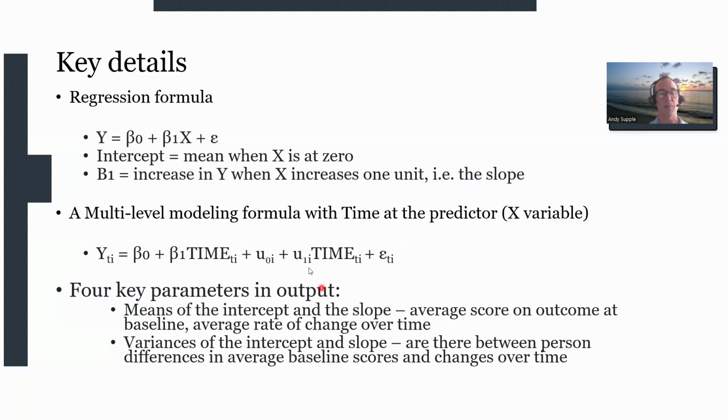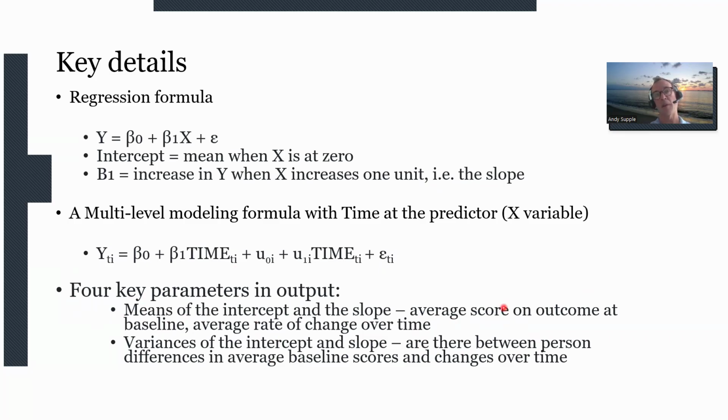There are going to be 4 key parameters in the output that we're going to be looking at. The means of the intercept and the slope will correspond to the average score on the outcome at baseline, like I said before, typically, and the average rate of change over time. The variances of the intercept and slope basically will inform us whether or not there are between person differences in average baseline scores and changes over time.